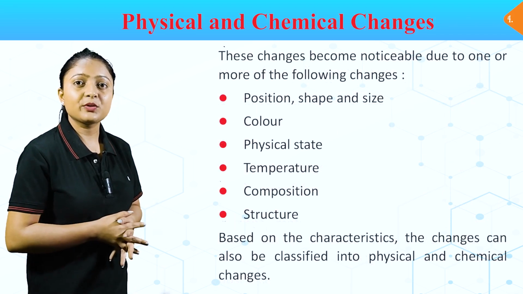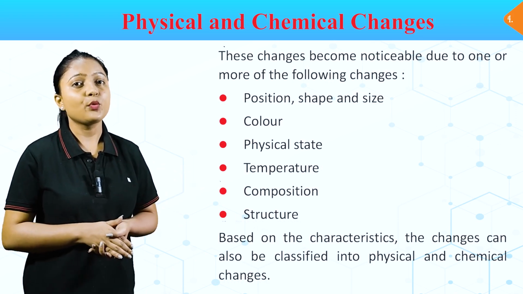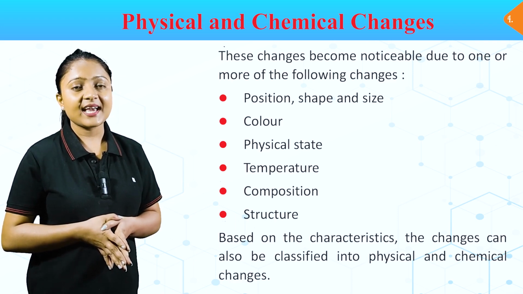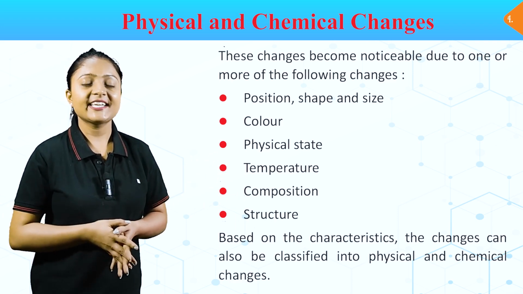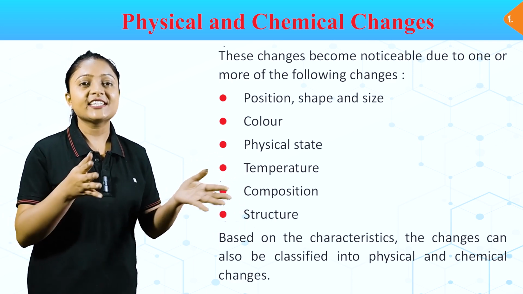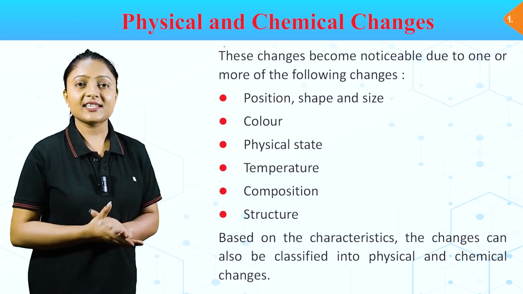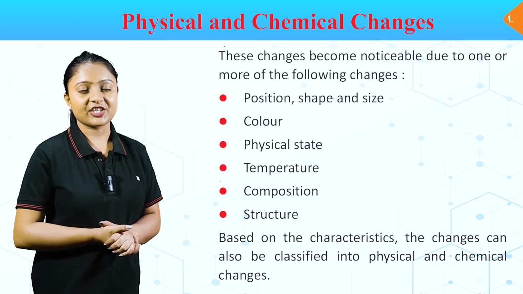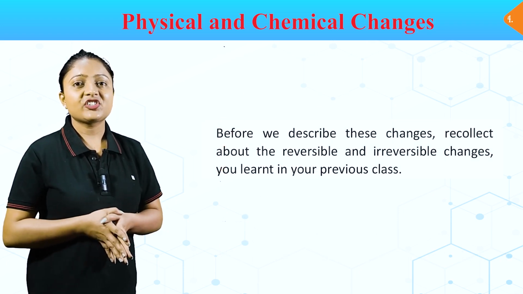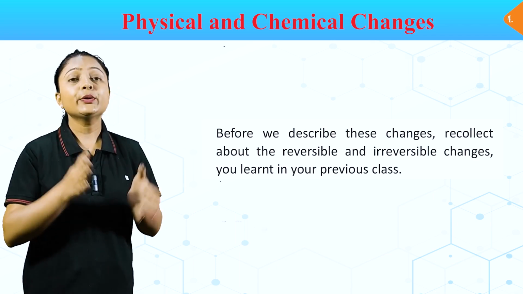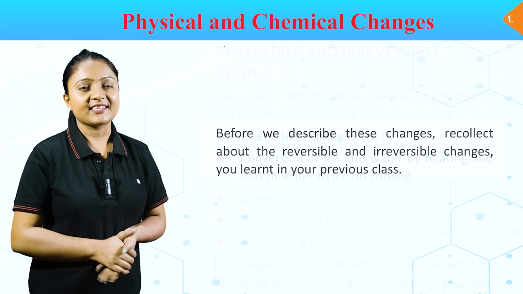These changes become noticeable due to one or more of the following changes: position, shape and size, color, physical state, temperature, composition, structure. Based on the characteristics, the changes can also be classified into physical and chemical changes. Before we describe these changes, recollect the reversible and irreversible changes you learned in your previous class.